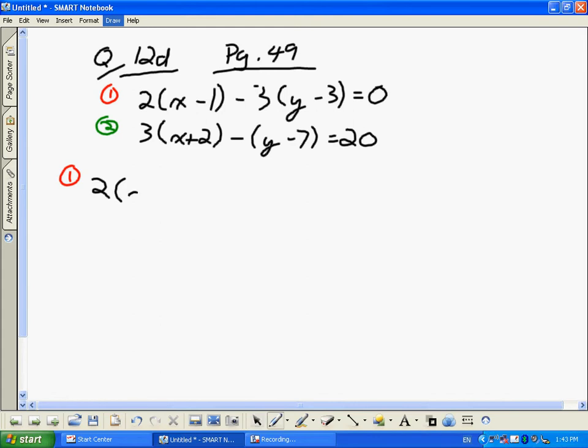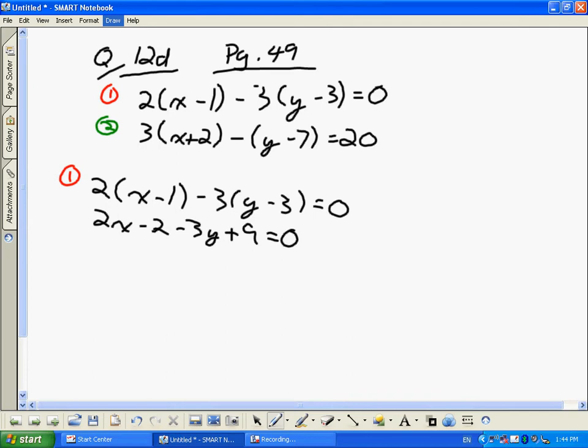I'm going to expand. The equation is 2x minus 1, 3 times y minus 3 equals 0. When I expand this, 2x minus 2 minus 3y plus 9 equals 0. I collect my like terms. The only like terms here are my constant numbers, negative 2 and positive 9. Switch it over. So I can have 2x minus 3y plus 7 equals 0.